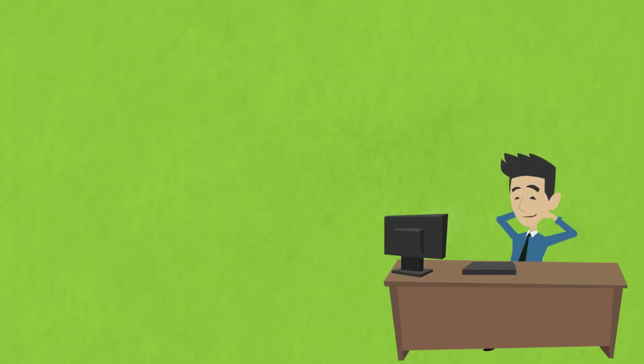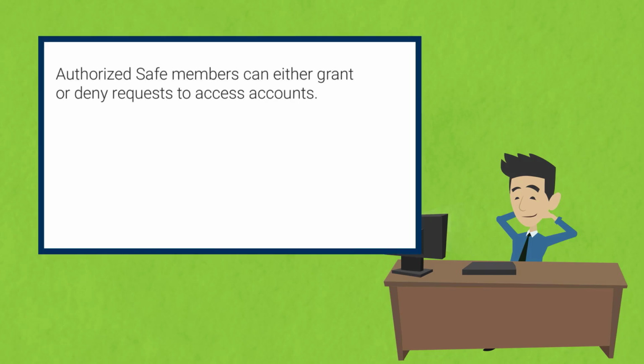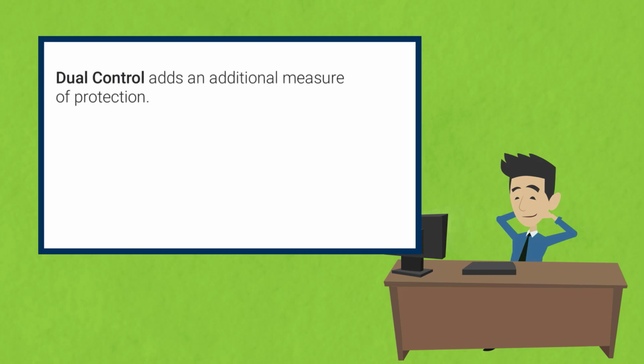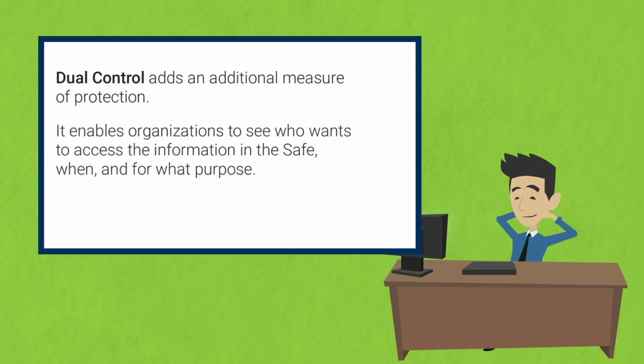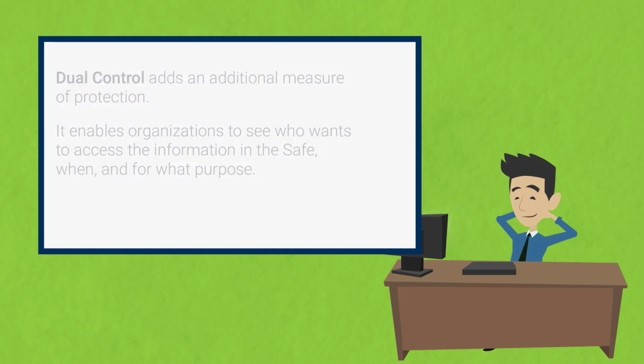We have provided a quick video explaining how dual control works. Take a minute and review the process with John. Let's look at how the control works. Authorized safe members can either grant or deny requests to access accounts. This feature adds an additional measure of protection because it lets the organization see who wants to access the information in the safe, when, and for what purpose.